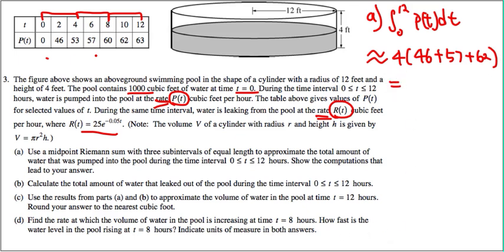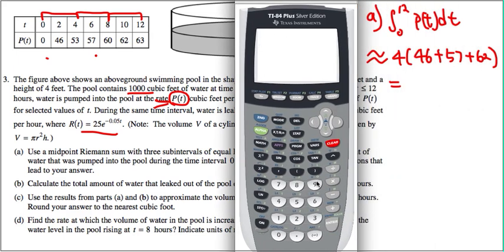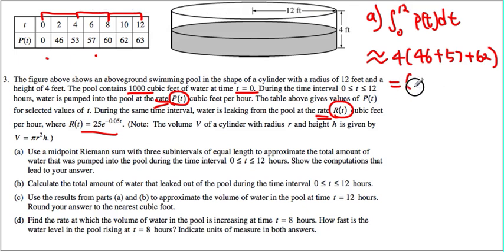So then let's try to look into that using our calculator. So here we have 4 times 46 plus 57 plus 62 becomes 660. All right. So we get 660. Now in this case, this will be cubic feet of water that has been pumped into the pool. Alright, let's look at part B.